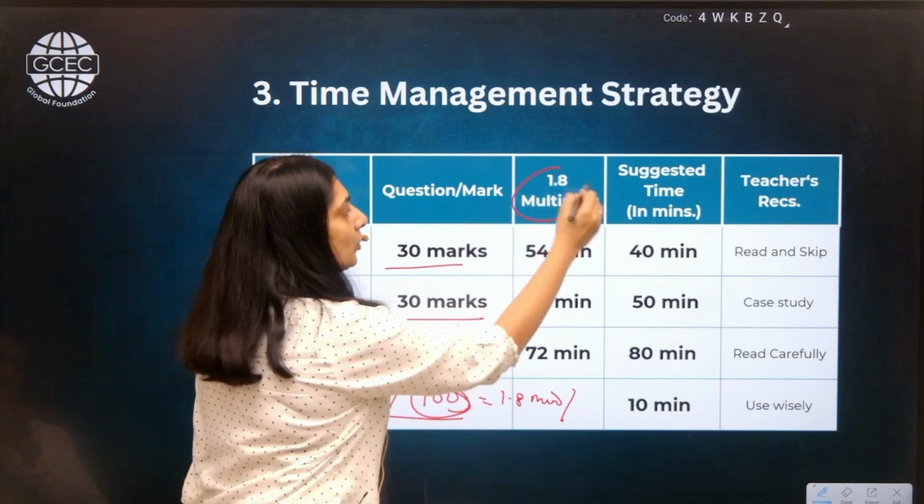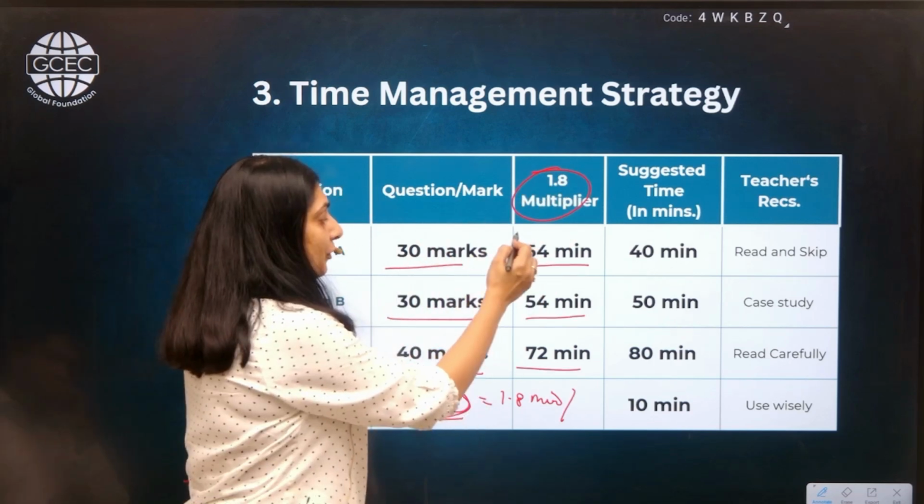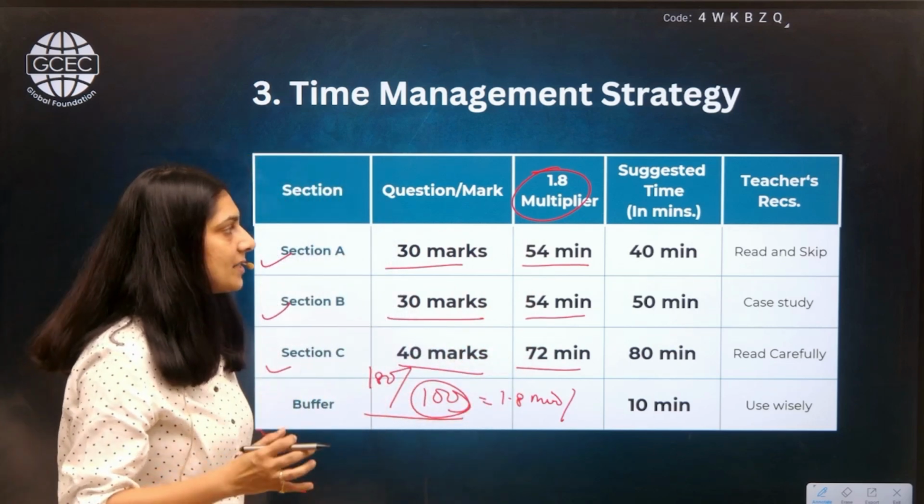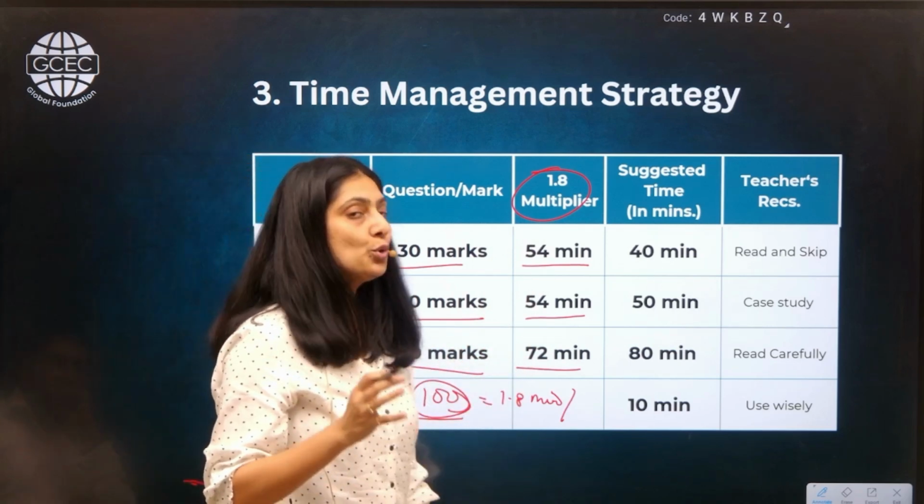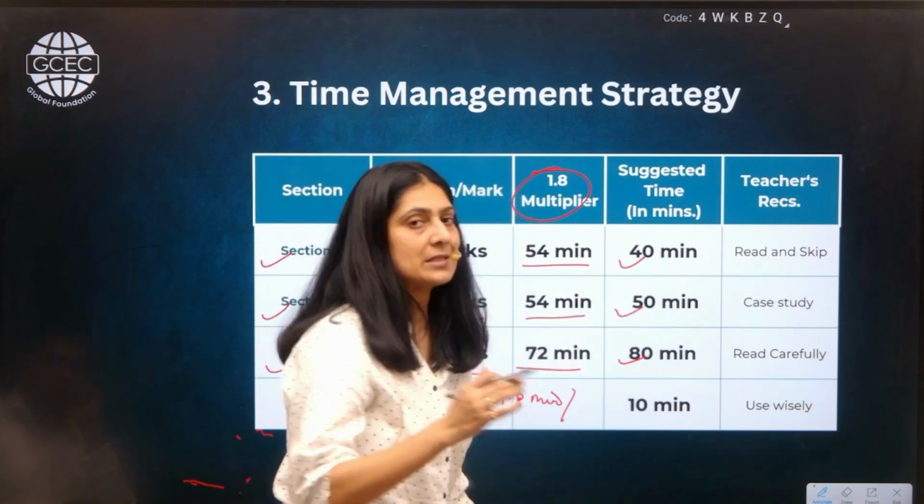Now, this is how the 1.8 multiplier has come. If you multiply 30 by 1.8, you get 54 minutes, and 72 minutes for section C, which is the time recommended by the examiners. But our strategy says that the time you should be taking should be around 40 minutes, 50 minutes and 80 minutes. Let me tell you how.